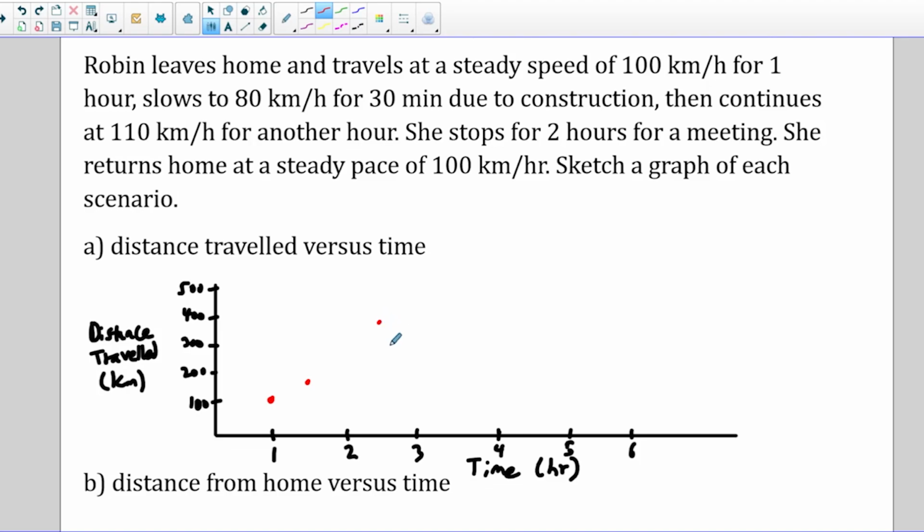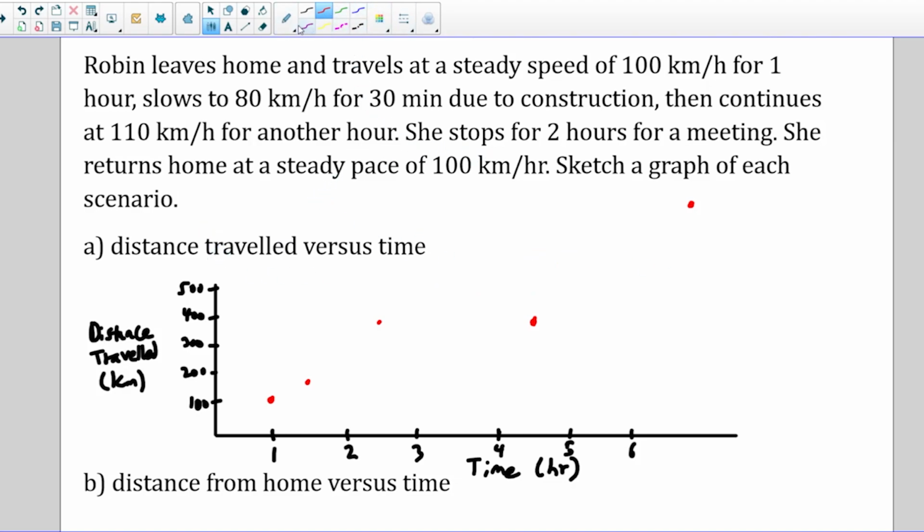She stops for 2 hours. So between 2.5 here, we're gonna go up to 4.5. We're gonna be somewhere there still. So along that same line there. Then she returns home. So we can see here that she is 390 kilometers away from home. I'm not too worried about the end there. We don't know. We know she goes home at 100 kilometers per hour. So it'll take her a few hours to get home. So we can assume that this would be somewhere up here and we won't be able to quite finish with the room that we have here.